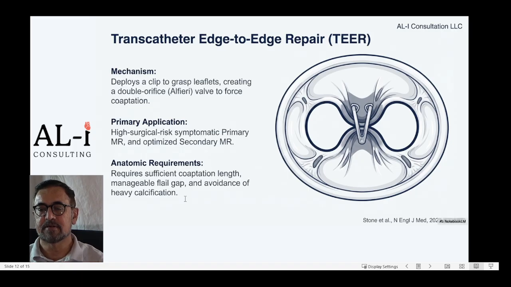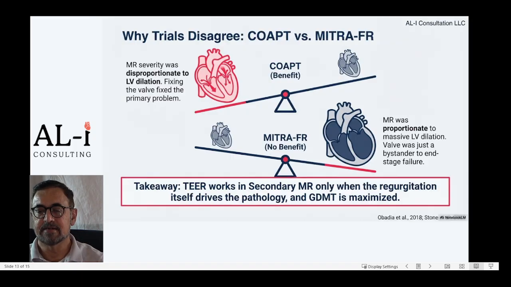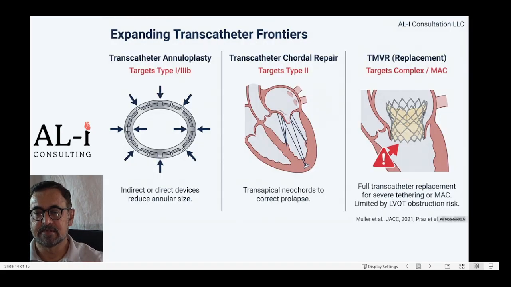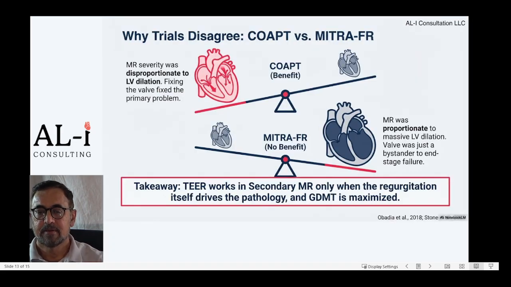The evidence for transcatheter edge-to-edge repair for symptomatic secondary MR patients has been steadily building. The COAPT trial showed a sustained reduction in heart failure hospitalization and mortality through 5 years. However, the MITRA-FR trial showed no benefit, reminding us that TEER only works if the primary driver is the valve lesion rather than advanced irreversible ventricular disease.